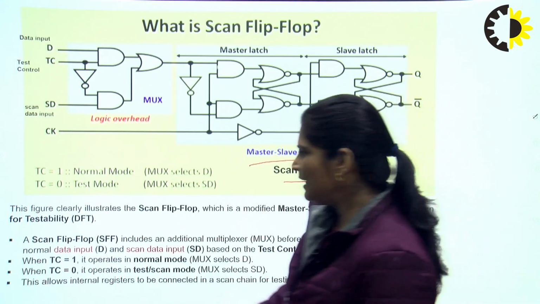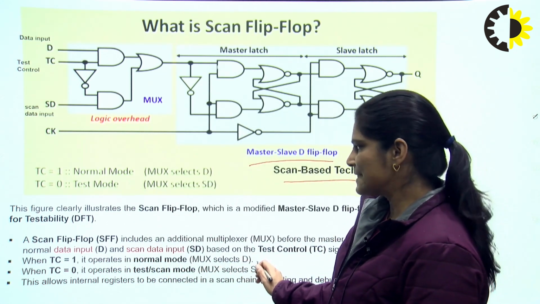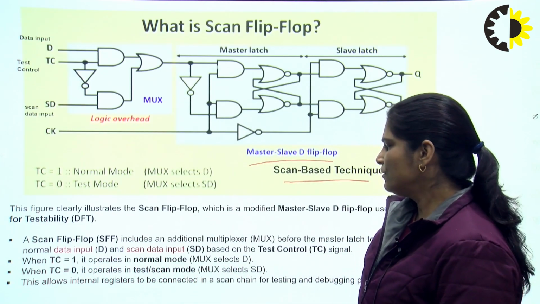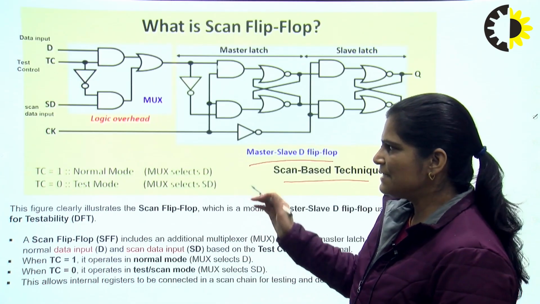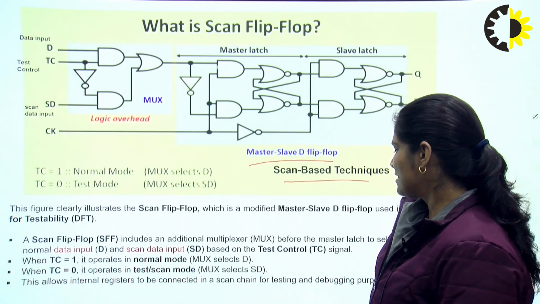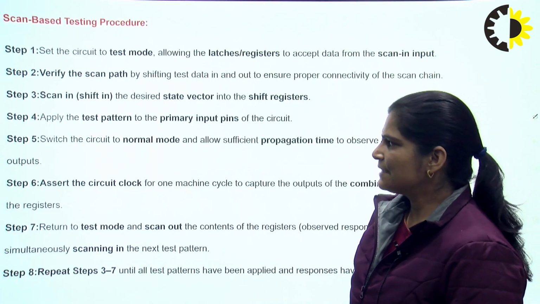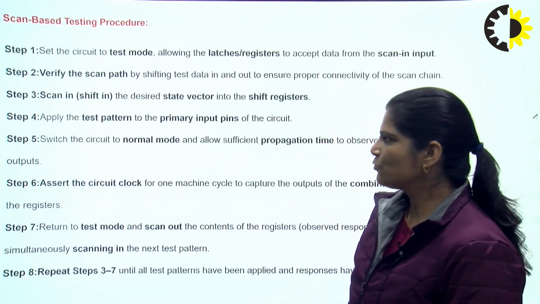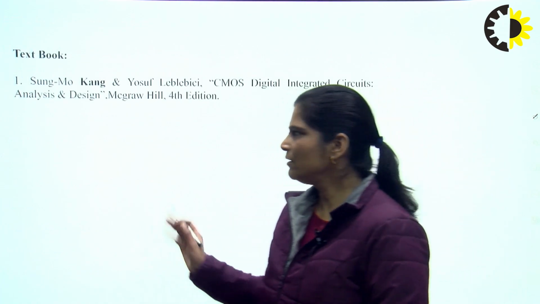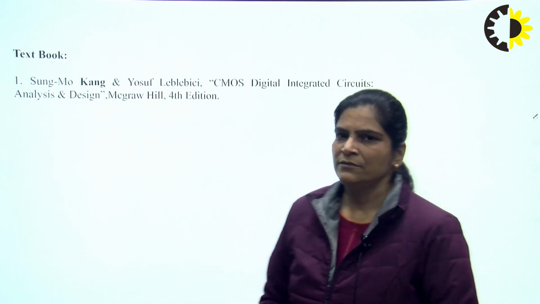If test control is 1, it operates in normal mode, meaning the multiplexer selects the D input. If test control is 0, it operates in test scan mode, so the multiplexer selects SD, the scan data input. This allows internal registers to be connected in a scan chain for testing and debugging. So this is the process of the scan-based testing procedure. Here we can refer to the book by Kang for all these types of testing design. So thank you for this.